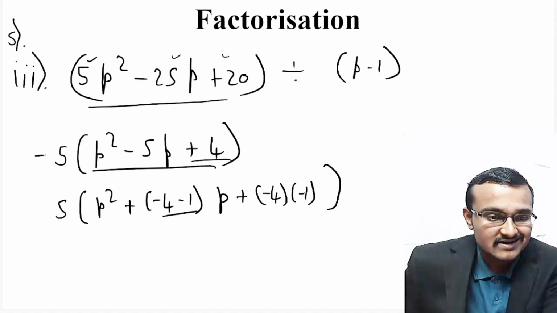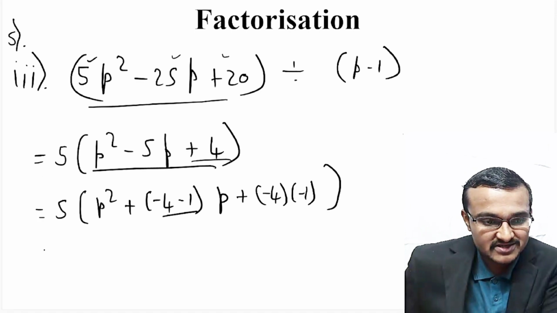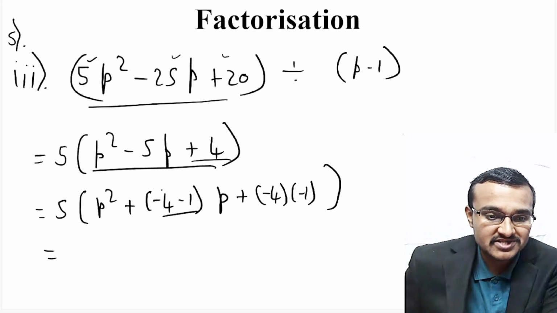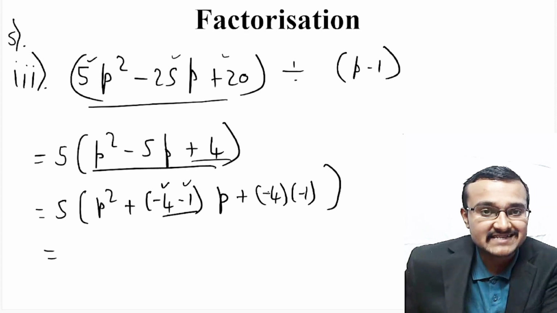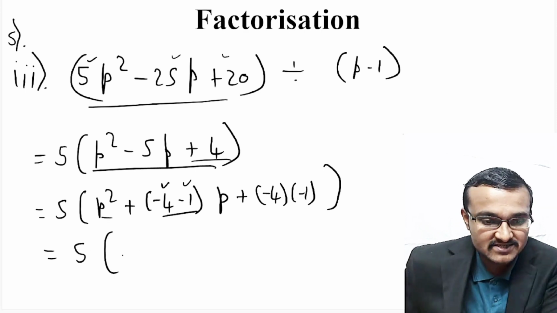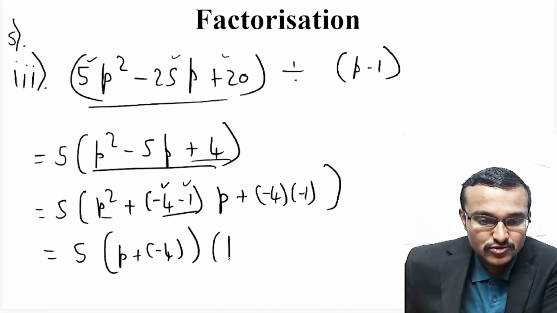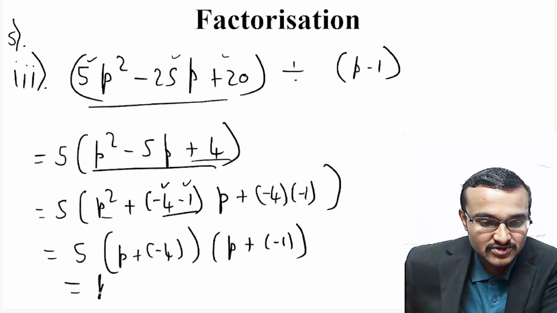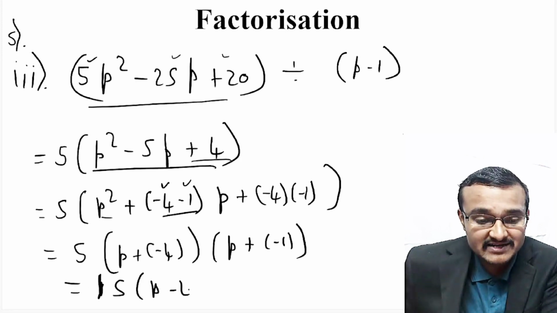So this particular algebraic expression can be written in the (x + a)(x + b) form, because here −4 acts as a and −1 acts as b, and p acts as x. So (p + (−4))(p + (−1)) will be there, which is actually (p − 4)(p − 1).